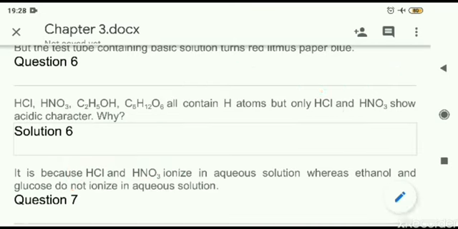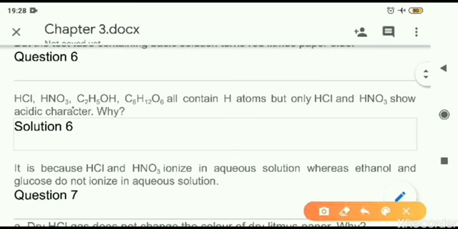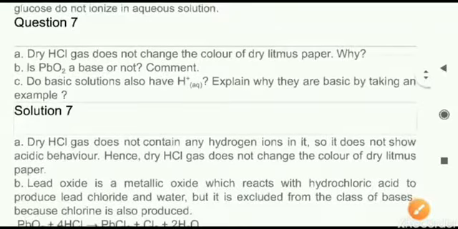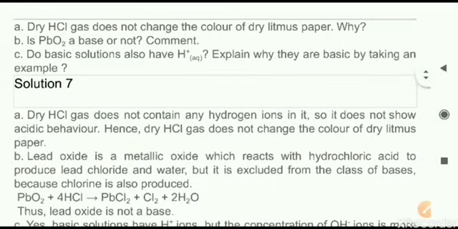If we see C2H5OH, that is ethanol here, it will not form ions in the water. That is why it is not an acid. Similarly, another one also, it is a glucose molecule, it also does not form any ions in water. That is why it is also not an acid. Next, question number 7 will read, dry HCl gas does not change the color of litmus paper. Why is it so? Because dry HCl is not having ions. HCl will dissociate into ions. It will form H plus ion only when it is put in aqueous solution.